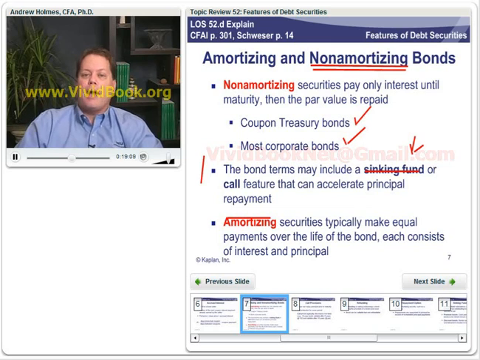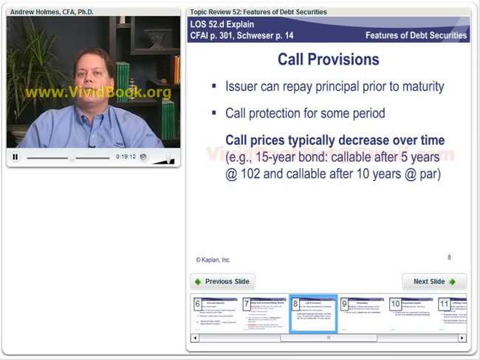Now, what about a call provision? So a call provision, this is a really important deal. And if I had to specify what's going to be the difference between what you see at level 1 and what you see at level 2, at least in regard to valuation, at level 2 we're going to deal with call provisions. This is also called an embedded option. That means that the firm has the right to call the bond back prior to maturity. So the issuer can repay principal prior to maturity if they choose to.